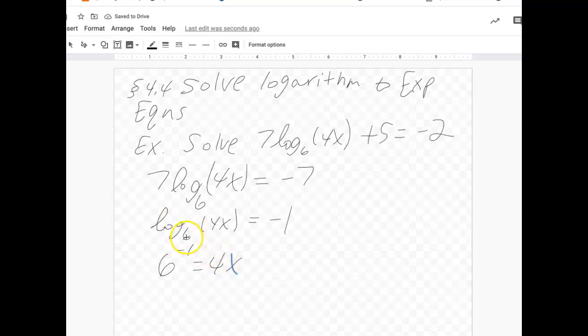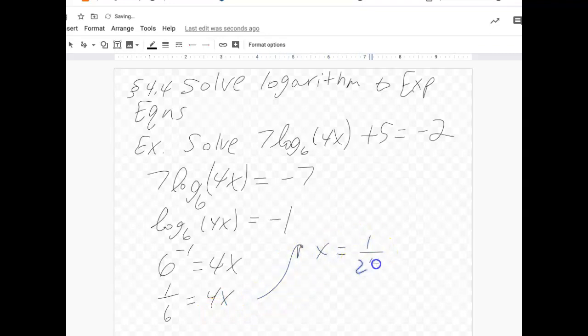So the base of the logarithm becomes the base of your exponential. Remember, the logarithm is equal to the exponent, so that's why -1 went to the exponent, and 4x, the argument of the logarithm, is what it's going to equal. To finish solving for x, 6 to the -1 is 1 over 6 equals 4x, and then multiply both sides by 1/4, and we get x equals 1 over 24.